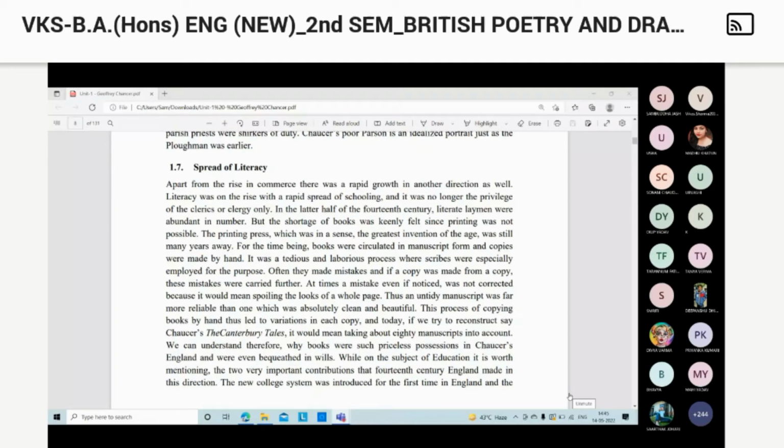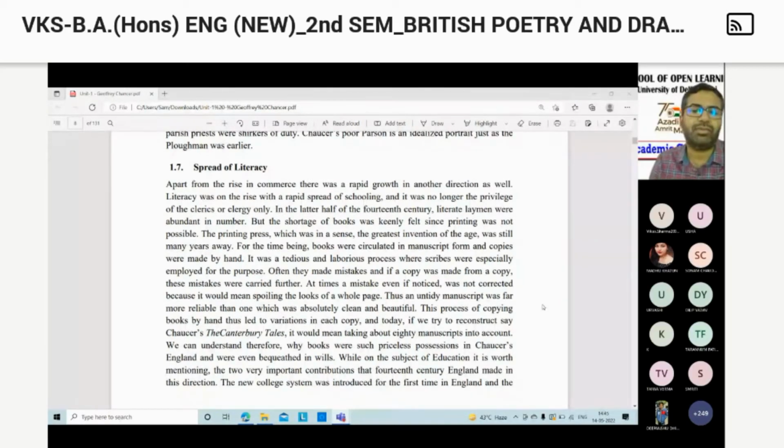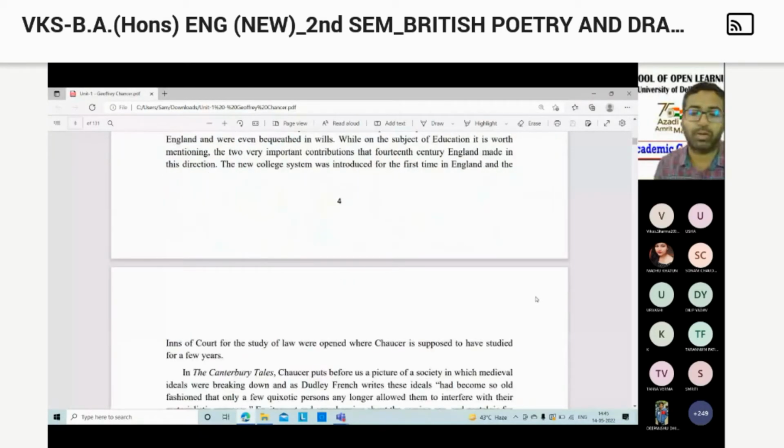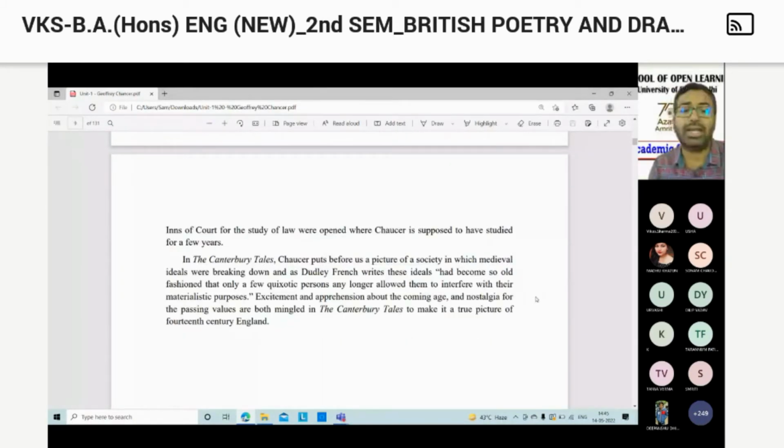Okay, I hope you have read it till now. So there was a printing press, and one important thing, it was a tedious and laborious process, so scribes were especially employed for the purpose. Often they made mistakes, and if a copy was made from a copy, these mistakes were carried further. So literacy was also an important factor here. People wanted to read, people wanted to write, and in the Canterbury Tales, all of these things have been used.